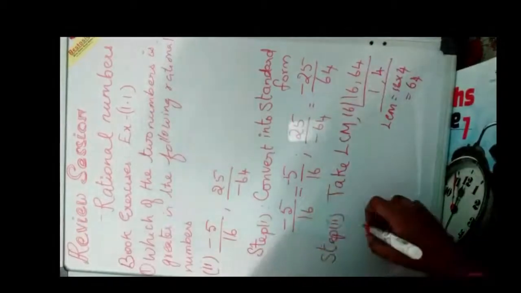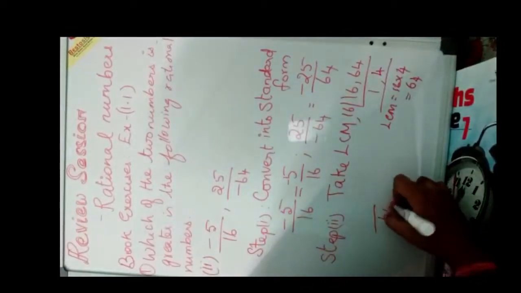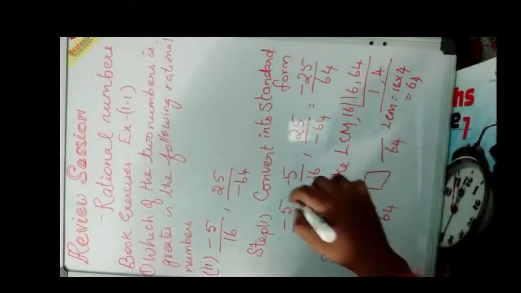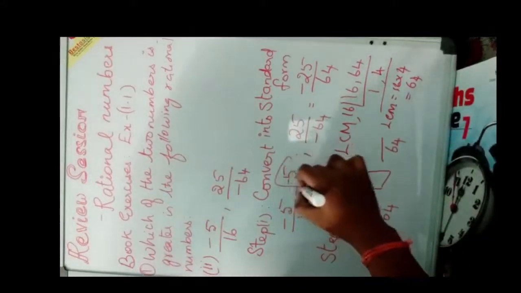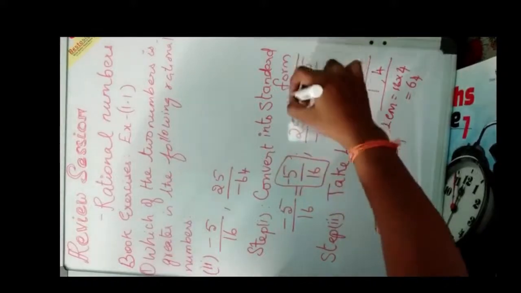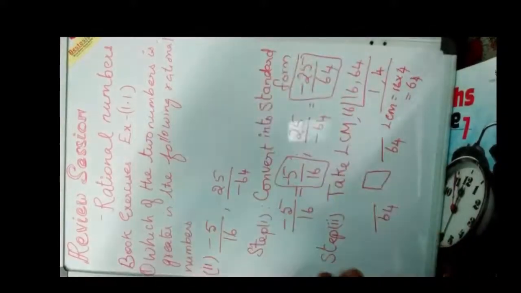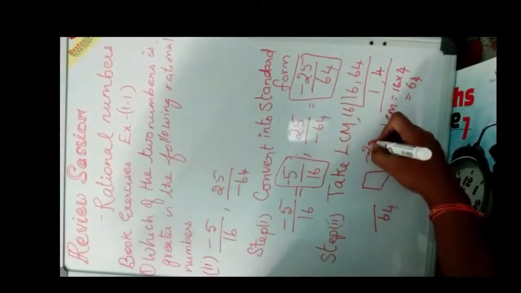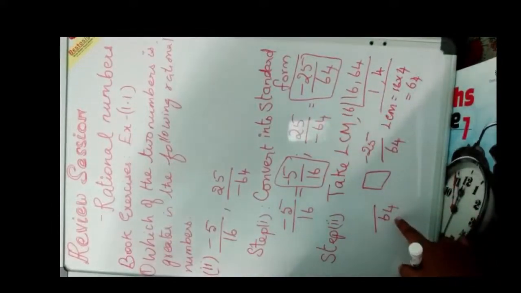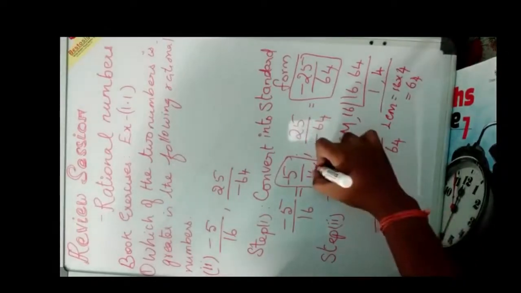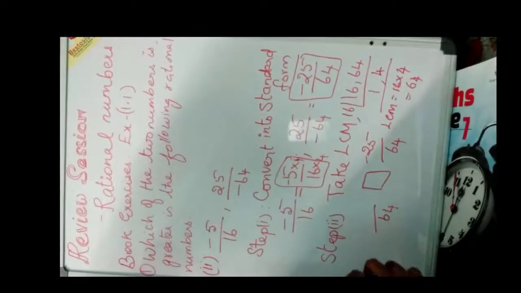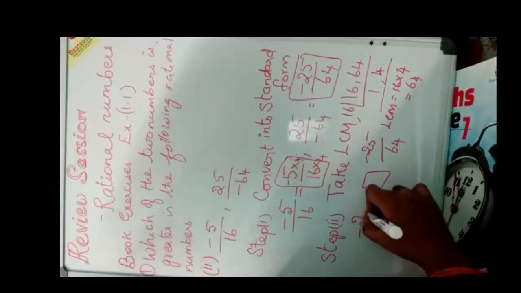So now we are going to take 64 as the LCM. Both denominators are 64. The numerator here is minus 5 by 16, and here it is minus 25. The denominator is already 64, so I am writing minus 25 as it is. For the other, I need to multiply the numerator and the denominator by 4. So it is minus 20.